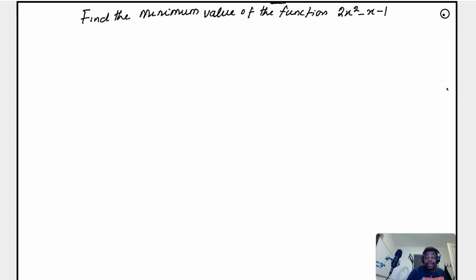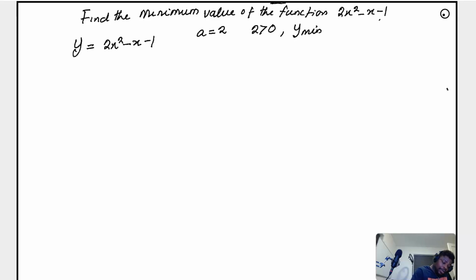Now, let's take another question. Find the minimum value of the function 2x squared minus x minus 1. So I will say y is equal to 2x squared minus x minus 1. Here, a is equal to 2, right? So it simply means my 2 is greater than 0. So that is why we are looking for minimum value of y. So you understand that. So now, let's apply the completing the square method.